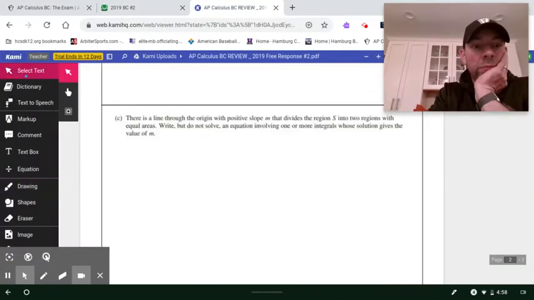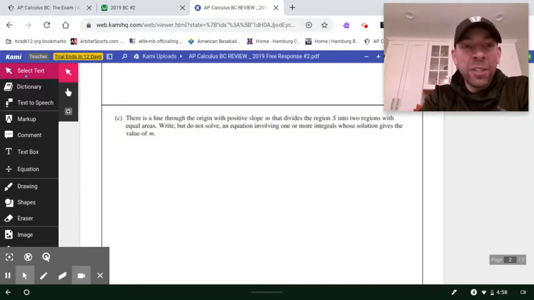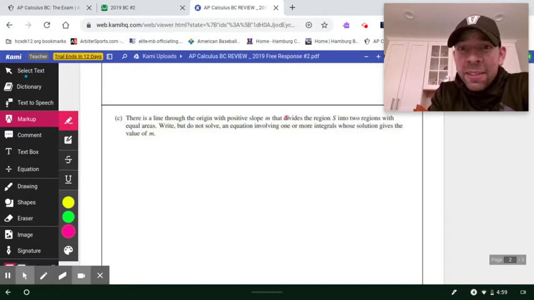All right. Now, those two parts were challenging in and of themselves, but we're going to take a huge jump up in difficulty, I think, in my opinion, as we tackle C and D. And they said there's going to be a line that goes through the origin that has a positive slope of m, and that line divides region S into two regions with equal areas.